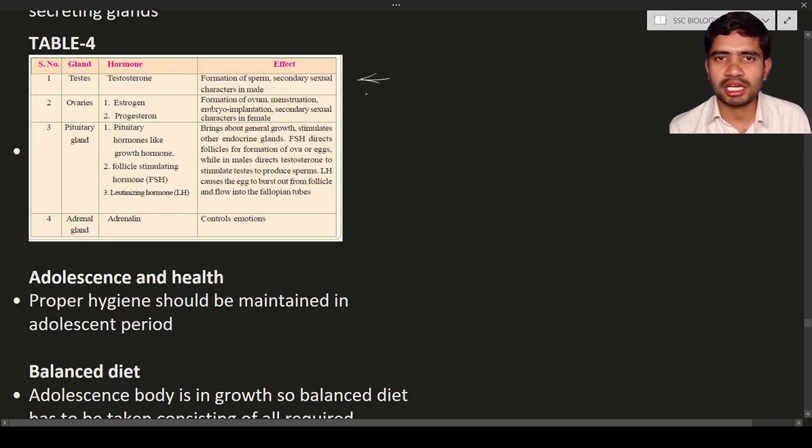What are secondary sexual characters? Secondary sexual characters are like the growth of the beard, or you can call it facial hair, mustache, and also growth of hair on the chest in males. That is due to the hormone known as testosterone.